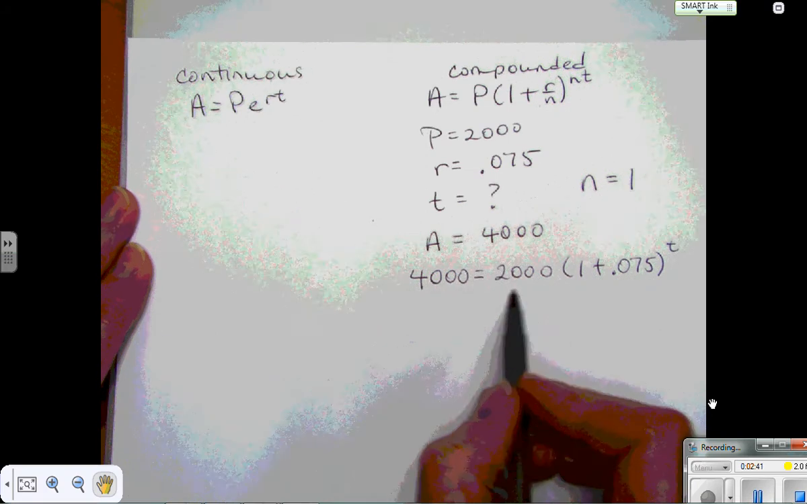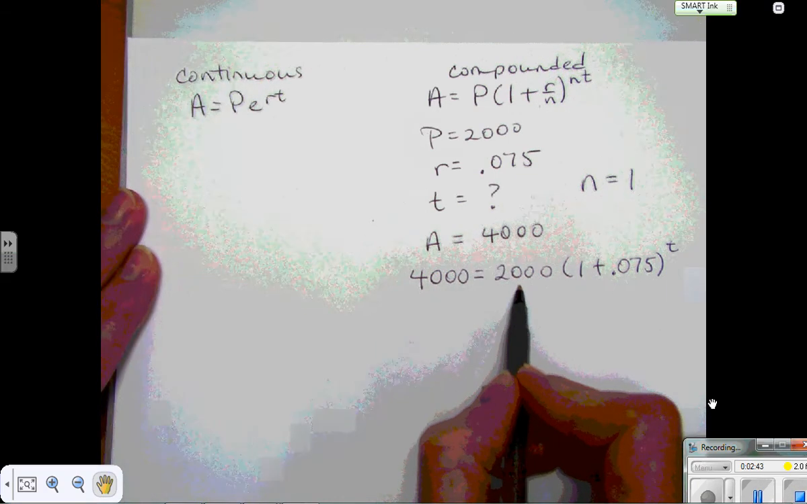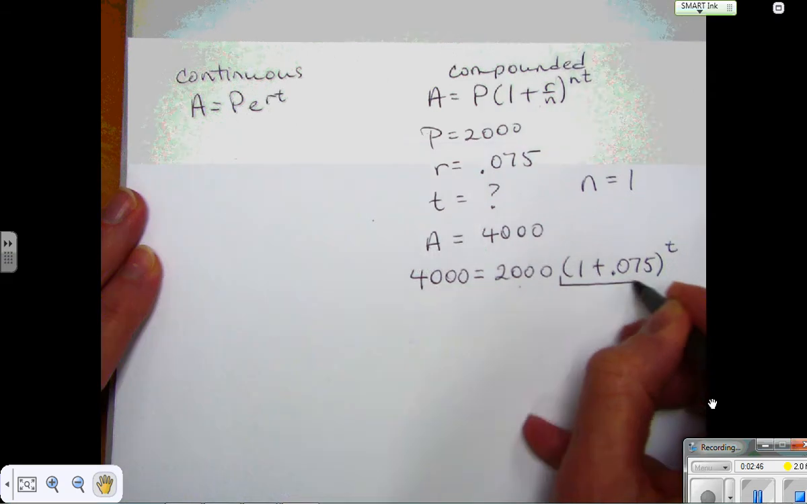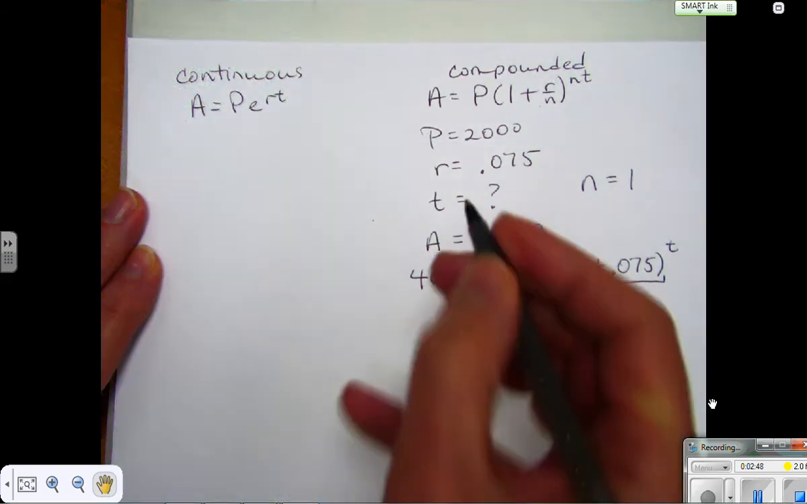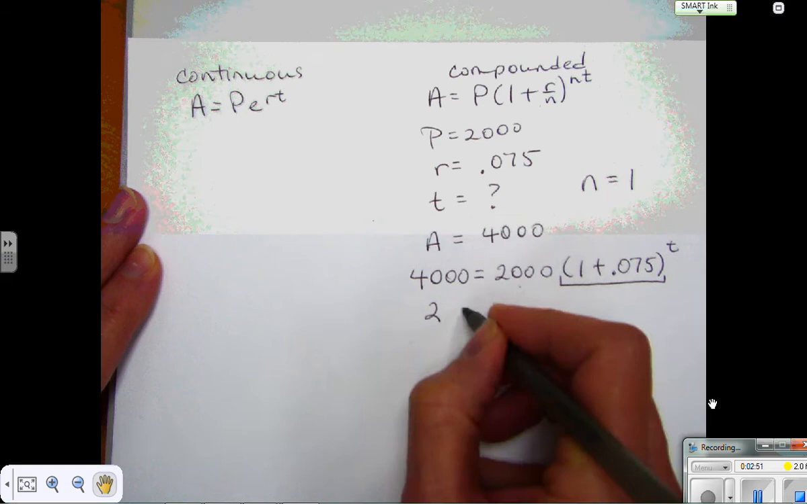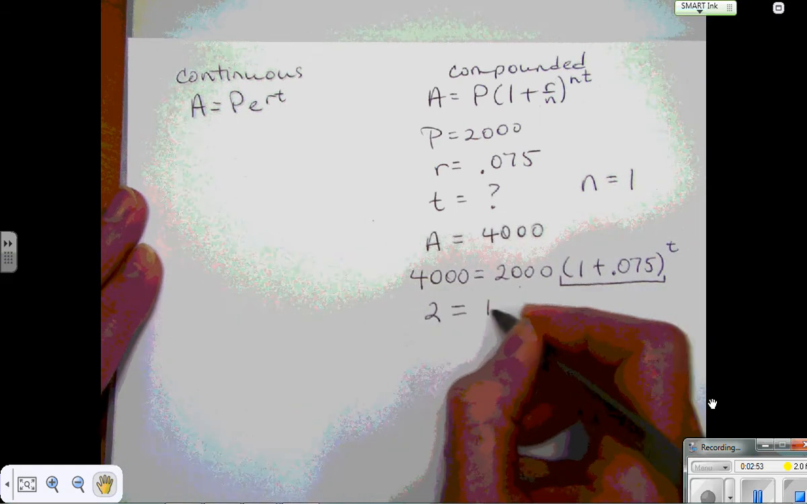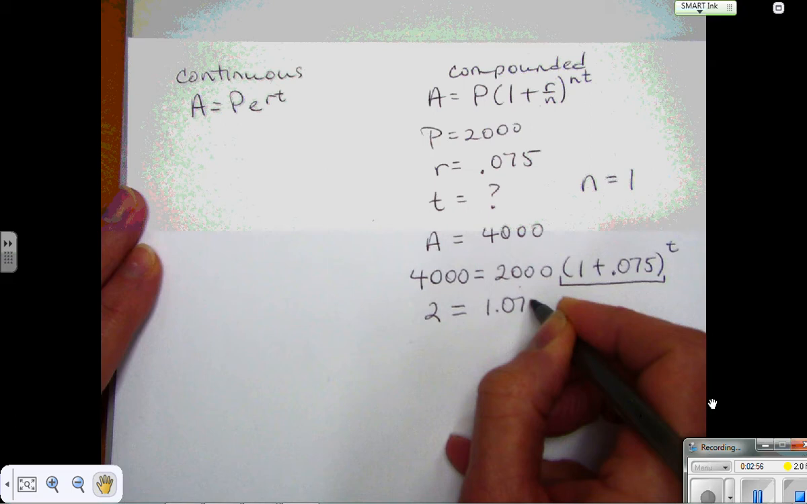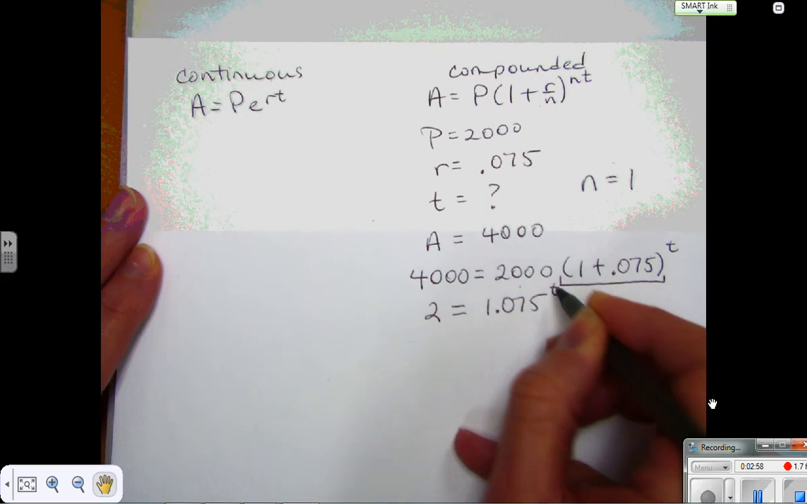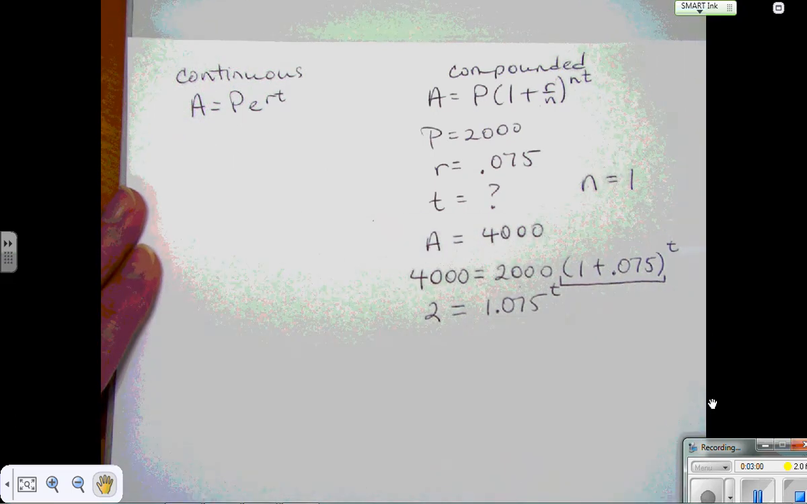And the first thing you want to do is divide by the 2,000 so that you'll get your 1 plus 0.075 to the t power all by itself. So that's going to be 2 equals, and I'm going to go ahead and add those together, 1.075 to the t. Okay, so I want to solve for the exponent. So how do I need to write this so that my exponent will be isolated? How can I rewrite this equation?